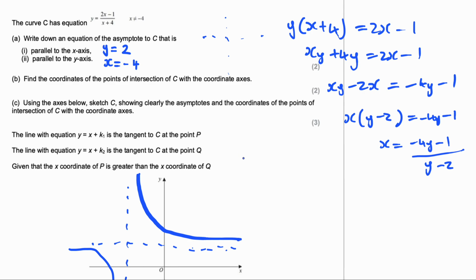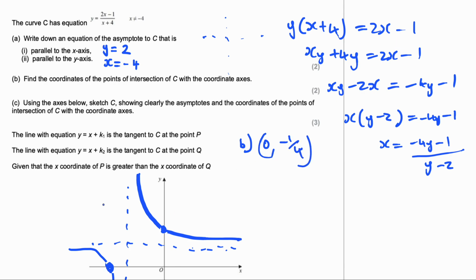Find the coordinates of the point of intersection of C with the coordinate axes. So there are 2 points here, 1 and 2. We can do that by first putting x equals 0. If you put x equals 0 in here, you get y equals minus 1 over 4.